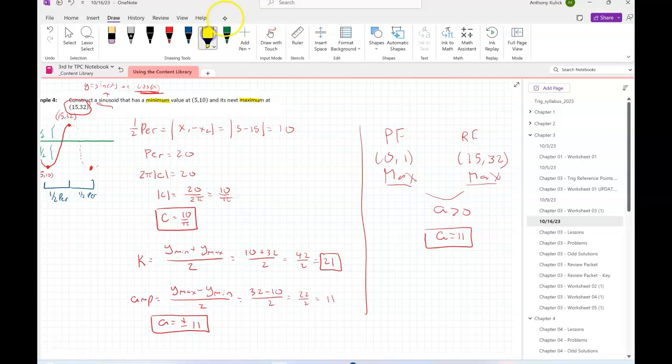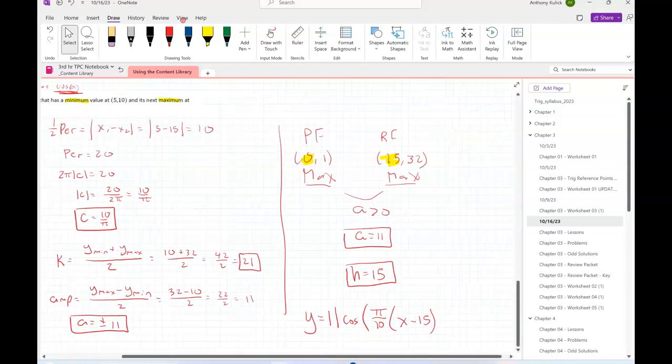And because we're going from 0 to 15, that tells me the H has to be 15. And we've now got everything we need. So notice here when I'm about to write 1 over C, that would be 1 over 10 over pi. I'm going to write it as pi over 10, the reciprocal, right? Just to make life cleaner. It's not wrong if you write it the other way, but like, come on now, folks.